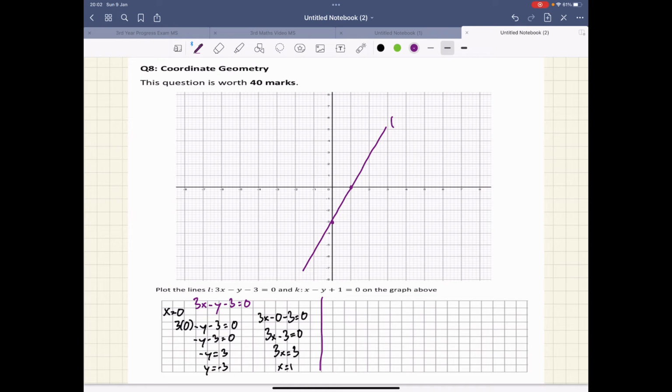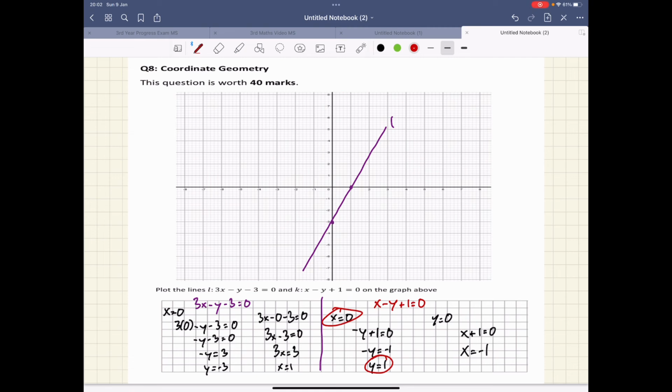All right, so let's go for K. All right, so K is x minus y plus 1 is equal to 0. So we're going to let x equal 0, which will give me minus y plus 1 is equal to 0. Excuse me, minus y is equal to minus 1, or y is equal to 1. If I let y equal 0, I get x plus 1 is equal to 0, x is equal to minus 1. All right, so plotting those points in the line, when x is 0, y is 1.